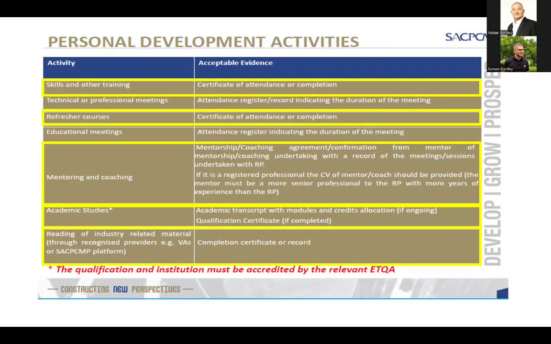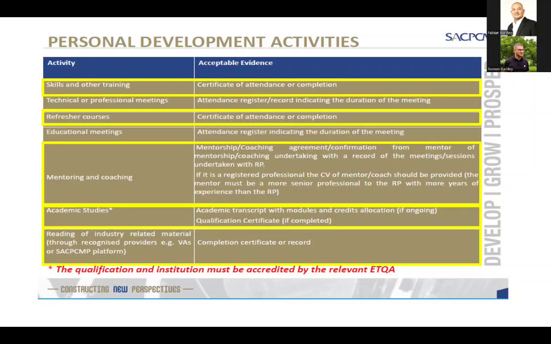Coming to refresher courses as the next activity, certificates of attendance or completion. Refresher courses are the courses that you do, such as your legal liabilities, your hires, your working at heights, the courses that some institutions offer that expire over 2 years.